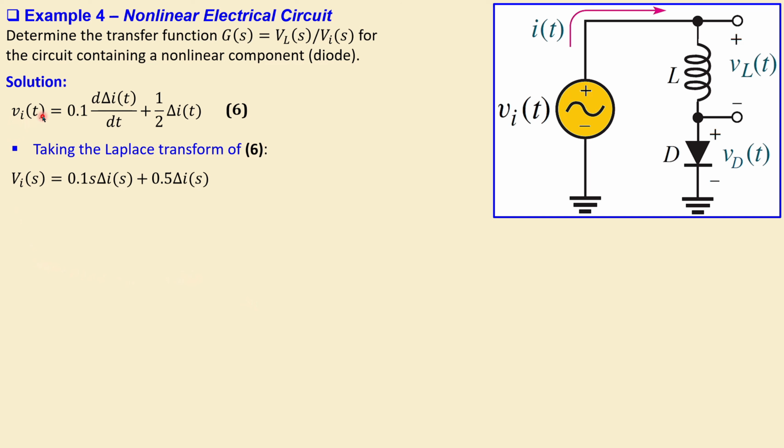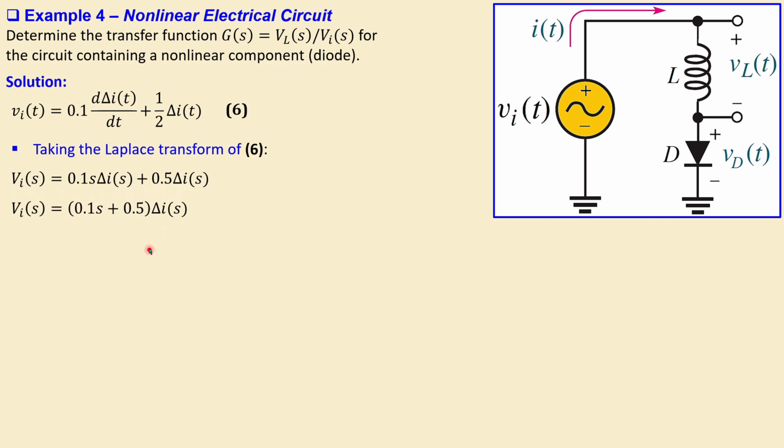Okay, V_I(t) will be then V_I(s), so in capital letters, and 0.1 is the first derivative, so you will get an s, and delta i of t will be then delta I of s. And this is just a half, 0.5, it doesn't matter, and delta i of t will also transform in s. So this is just the straightforward Laplace transform, assuming of course initial conditions are 0.